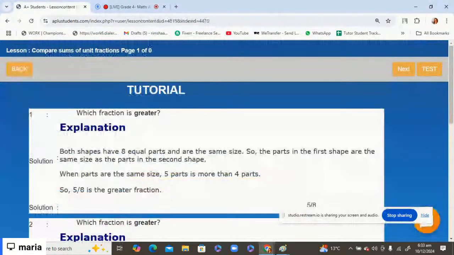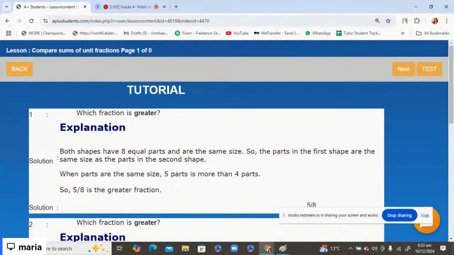Which fraction is greater? So check. Both shapes have 8 equal parts and are the same size. So the parts in the first shape are the same size as the parts in the second shape. When parts are the same, 5 parts is more than 4 parts. Okay, so it means that 5 by 8 is the greater fraction.